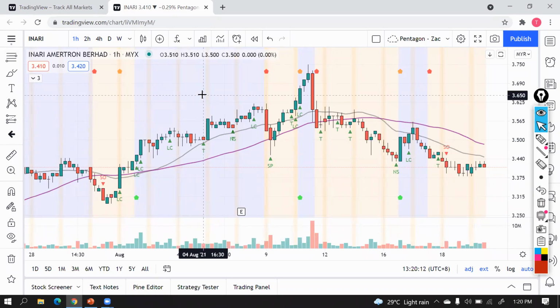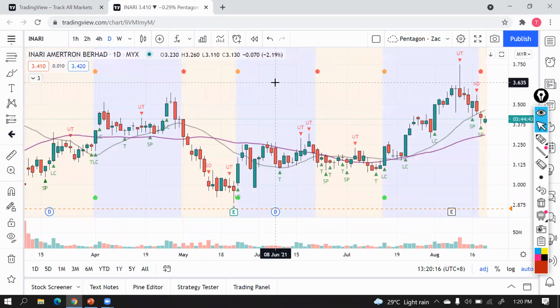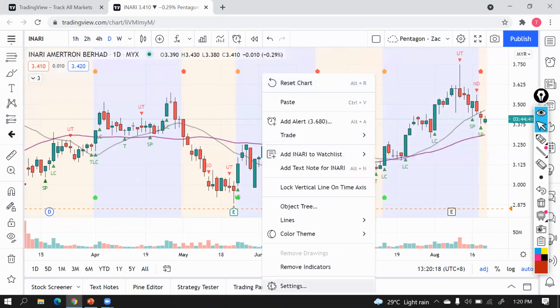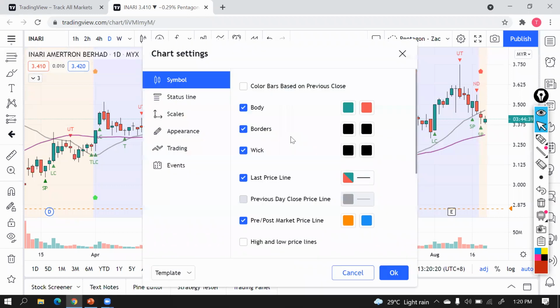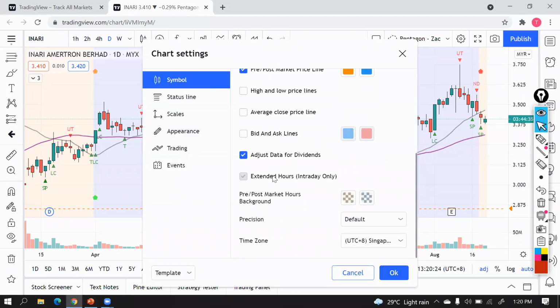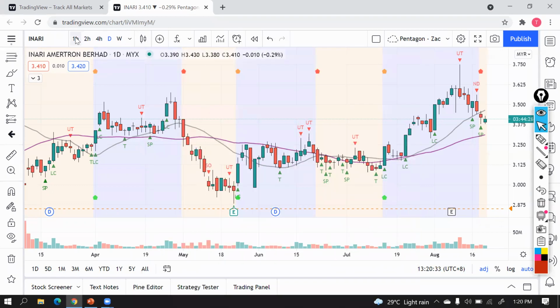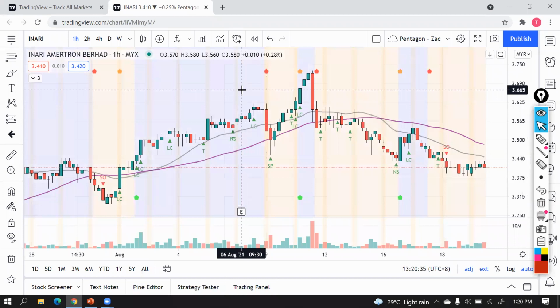So what you do is you have to turn this into an intraday chart. If you turn to a daily chart, for example, I'm using a daily chart right now, you go to settings, under symbol, you scroll down. The extended hours option will be hidden. You won't be able to click it because your chart currently is a daily chart. You have to go into an intraday chart, and only then can you change it.